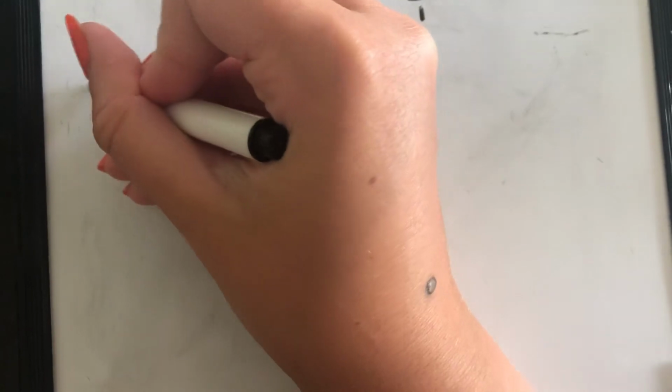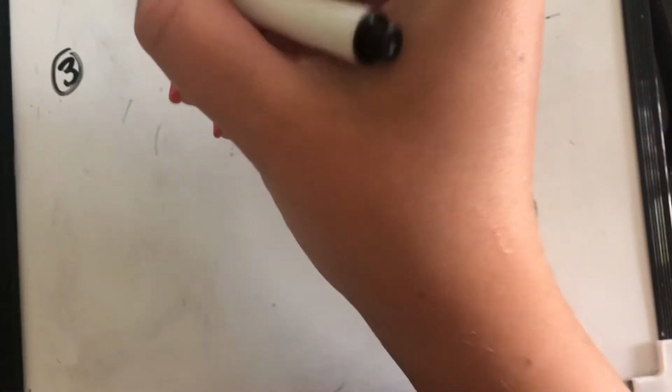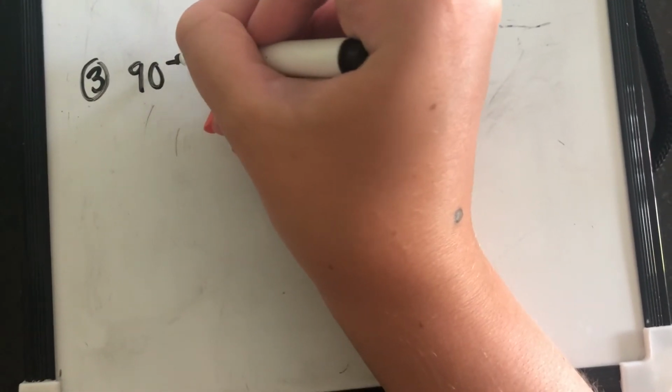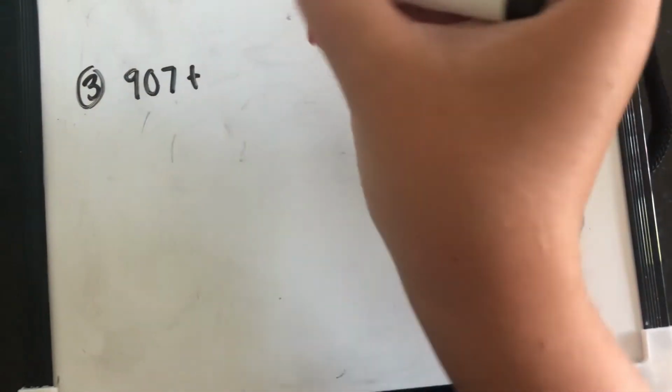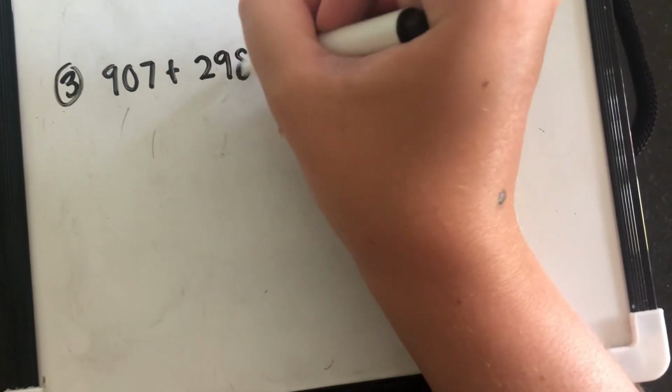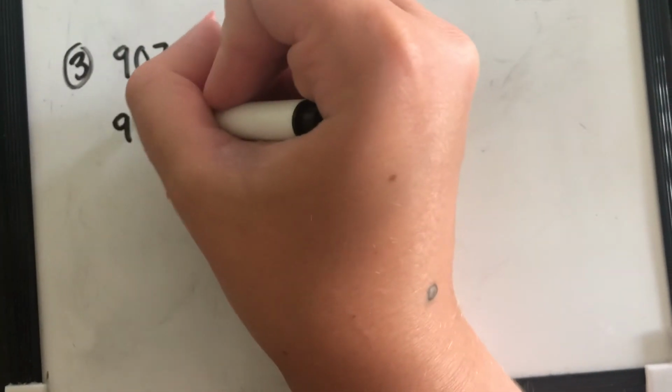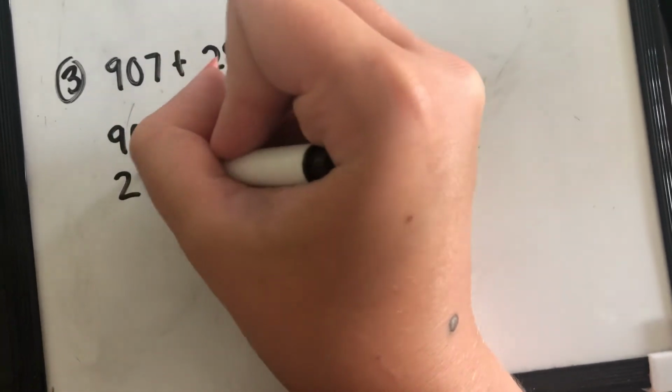Okay, last one then. Number 3. So we've got 907, no, I can't read, 907 add 298. Okay, so we're going to add them up. 907, 298.